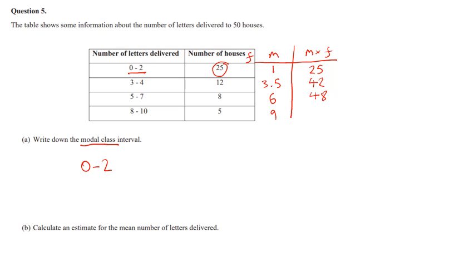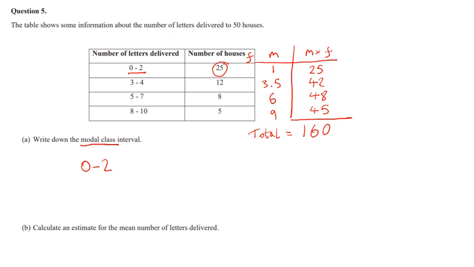And 5 houses with 9 letters being delivered. And that gives me 45 in total. Sorry, 45 letters in total. When I add together these numbers, that's going to tell me the total number of letters being delivered, or an estimate of the total number of letters being delivered. And that gives me 160. And this is an estimate for the total.